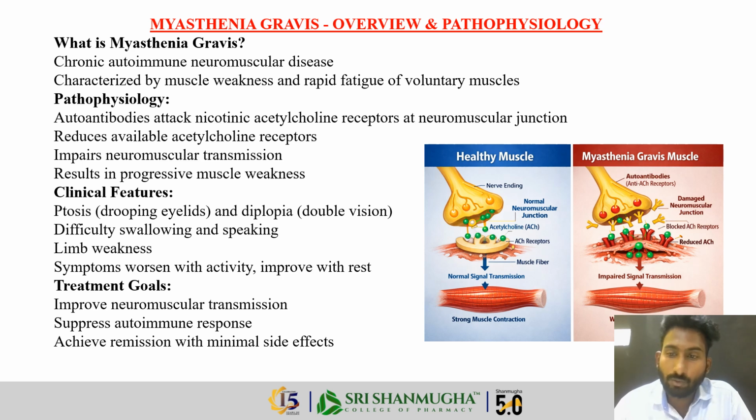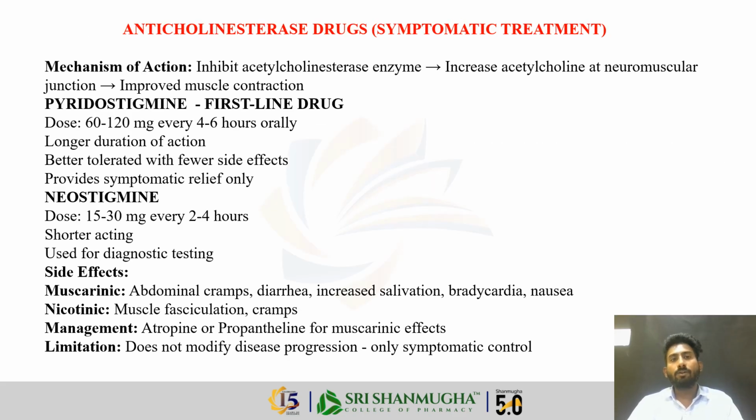The goals are to improve neuromuscular transmission and suppress the autoimmune response, to achieve remission with minimal side effects. Anticholinesterase drugs are a symptomatic treatment. Their mechanism of action is to inhibit the acetylcholinesterase enzyme, which breaks down acetylcholine, thereby increasing acetylcholine at the neuromuscular junction to improve muscle contraction.